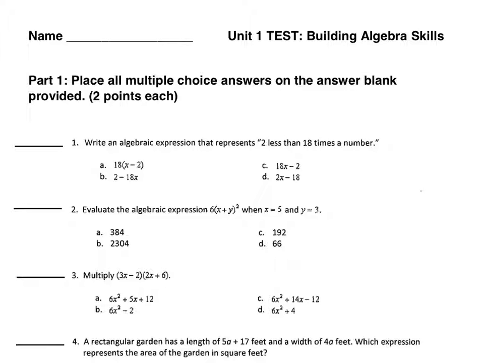Number 1 was a little tricky because of these words less than. It says 2 less than 18 times a number. When you see those words less than, you've got to think about the order in which you need to write the numbers you're subtracting. 18 times a number, not knowing what the number is, we'll use x to represent it. That would look like this, 18x.